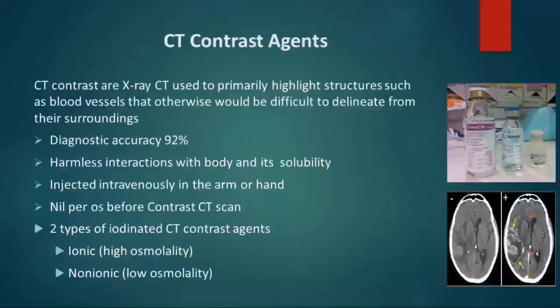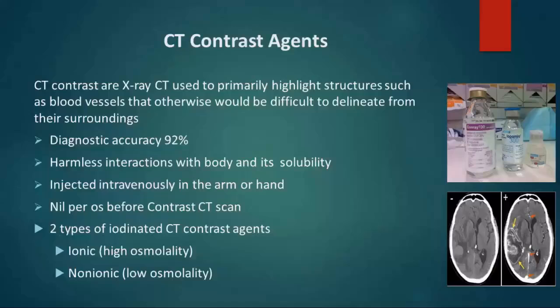So there are times when doctors want to highlight certain structures in the human brain, like the blood vessels. In order to highlight these structures within the X-ray films, there is an agent that is given intravenously into the human arm, and that is the CT contrast agent. These CT contrast agents' main purpose is to primarily highlight structures such as blood vessels, which would be very difficult to distinguish from their surroundings.